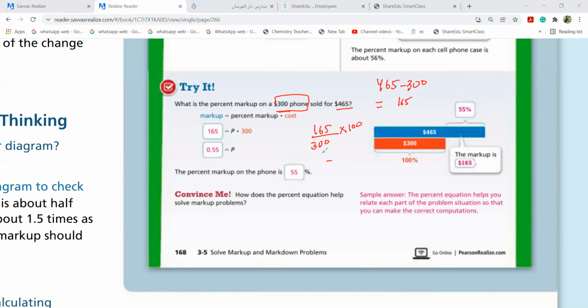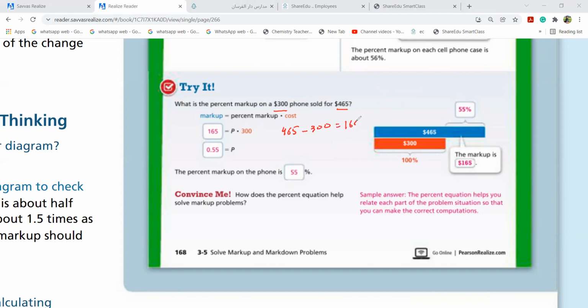The phone was how much? 300. You will not divide by 465. You will divide by 300 because the original cost of the phone was 300. So do you get 55%? Yes. See, first step, you must know how much your profit is. You got it for $300, you sell it for $465. So you get the markup price as $465 minus $300.